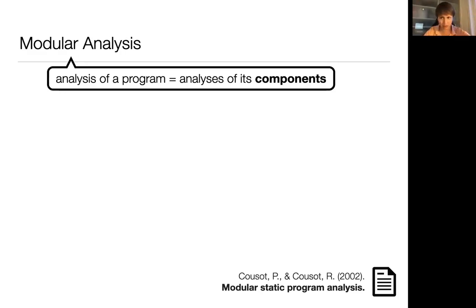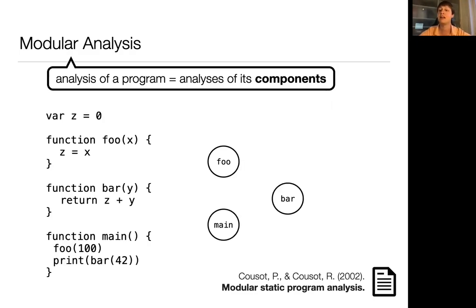Now, components can really be anything depending on the language or application you're analyzing. For example, if we want to analyze the following program, we could say that components correspond to the functions in our program. So since we have three functions in this program, we end up with three different components. The idea is to analyze these three functions separately using an intra-procedural analysis.